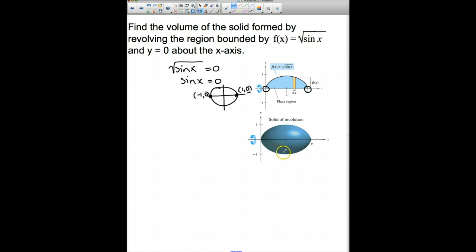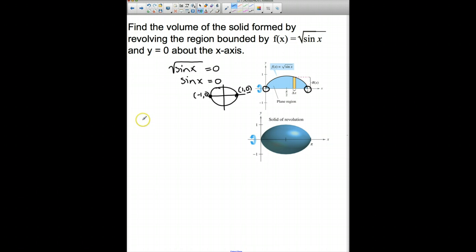If you look at this picture, it gives you a solid of revolution. It's what we're trying to find the volume of. It's kind of like a football shaped thing. So find the volume of this solid is what they're saying. But when you draw it, you can just draw this, and you don't have to try to draw the 3D image.